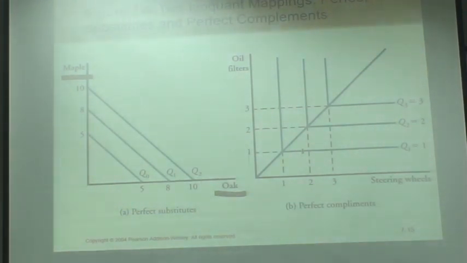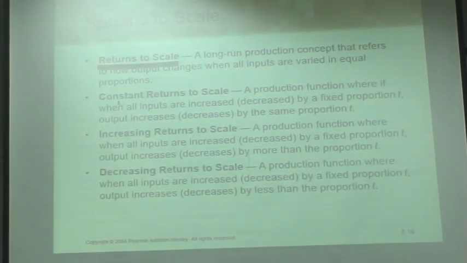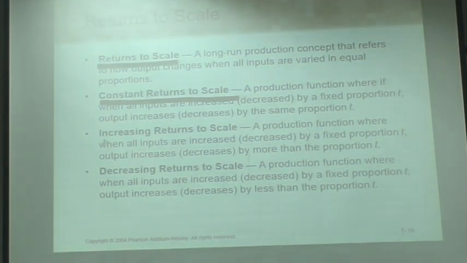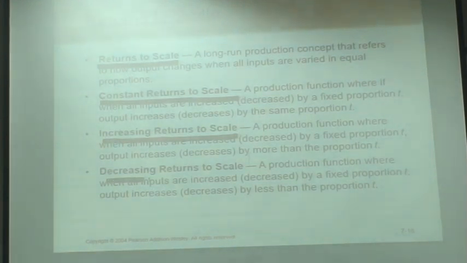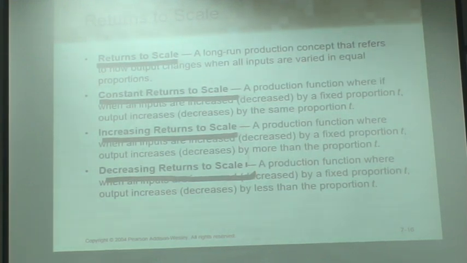So this on the left-hand side is perfect substitute, just like blue pen and black pen, and here is like a left-hand glove and right-hand glove. Perfect complement. Okay, I'm not sure why it moves so quickly to returns to scale. Then you have constant returns to scale, increasing returns to scale, and decreasing returns to scale.